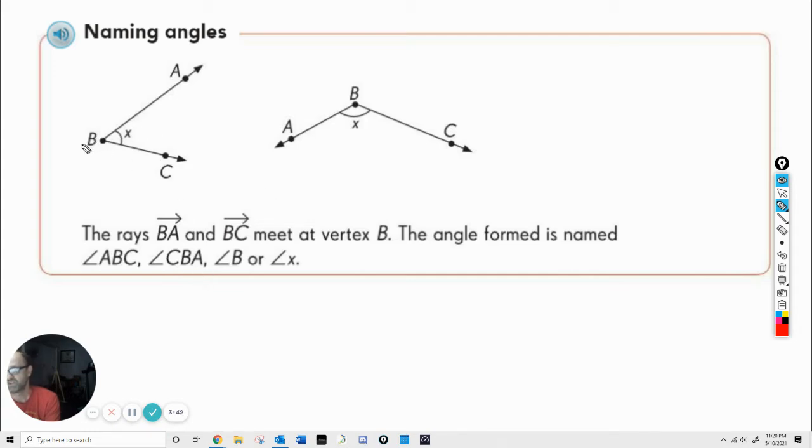You could use just the vertex where it says angle B, or this X names the angle as well, or the missing measurement. So all of those are acceptable names.